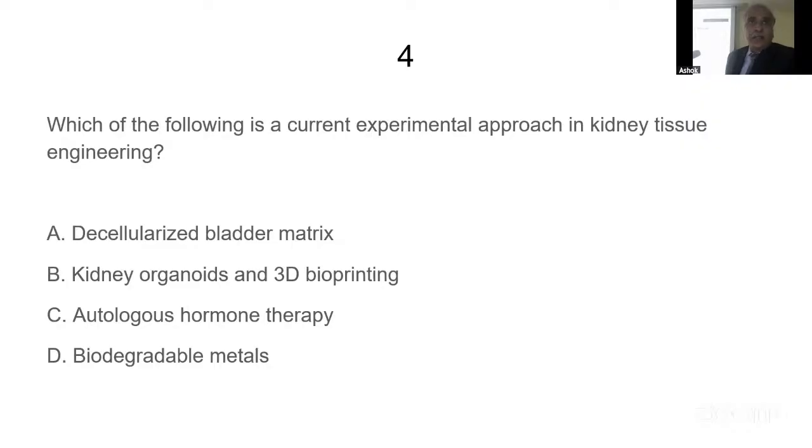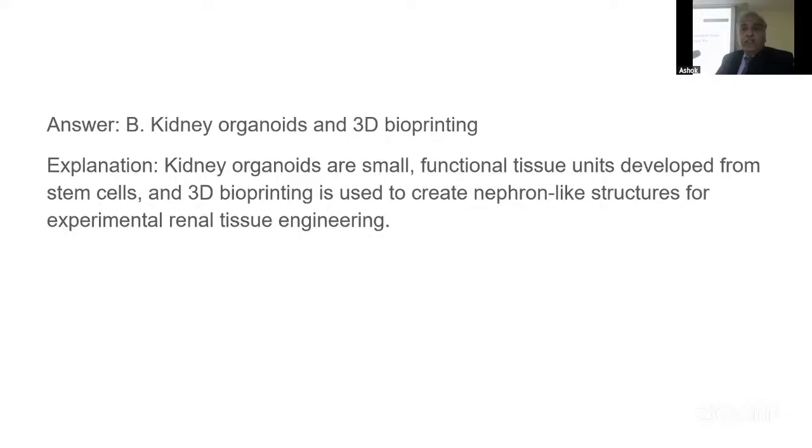People have developed heart tissue, cardiac tissue, and even animal experiments have been done by putting this cardiac tissue, particularly in patients with cardiomyopathy, right? And then we have developed vascular grafts that are already in clinical practice. So vascular grafts are actually bioprinted. So all these have been there, and a lot of research is going on, yes. So functional tissue units developed from stem cells and 3D bioprinting are used to create nephron-like structures.